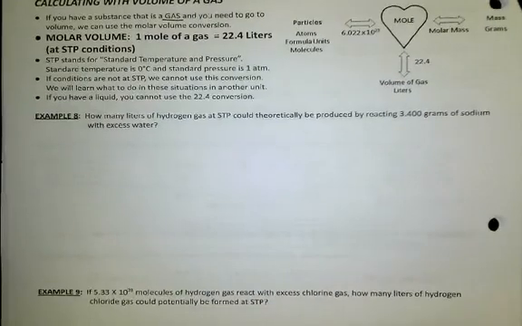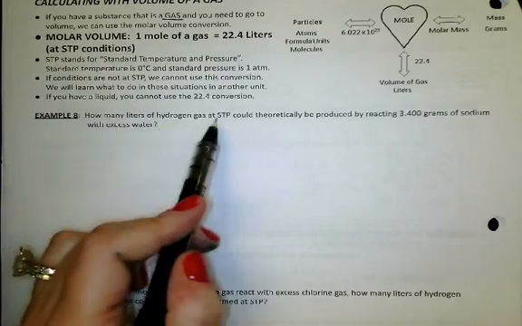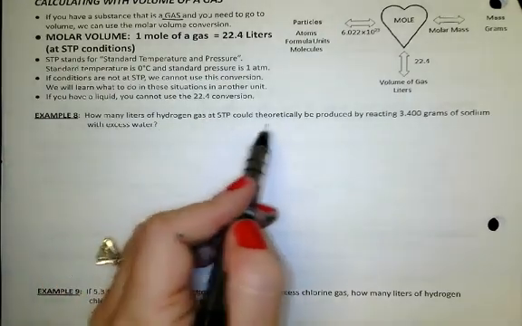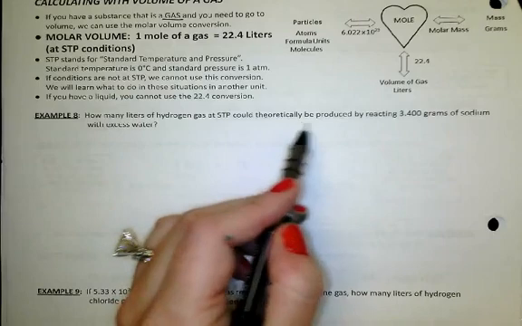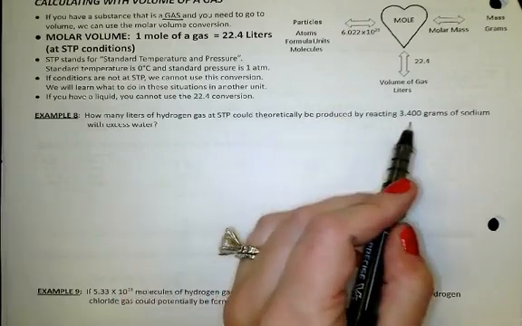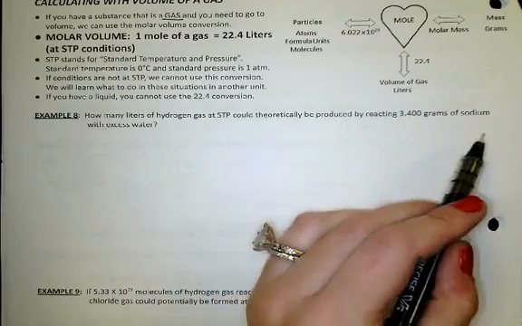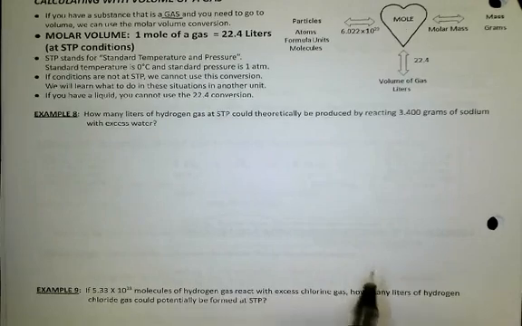So let's look at this example. It says, how many liters of hydrogen gas at STP could theoretically be produced by reacting 3.400 grams of sodium with excess water?